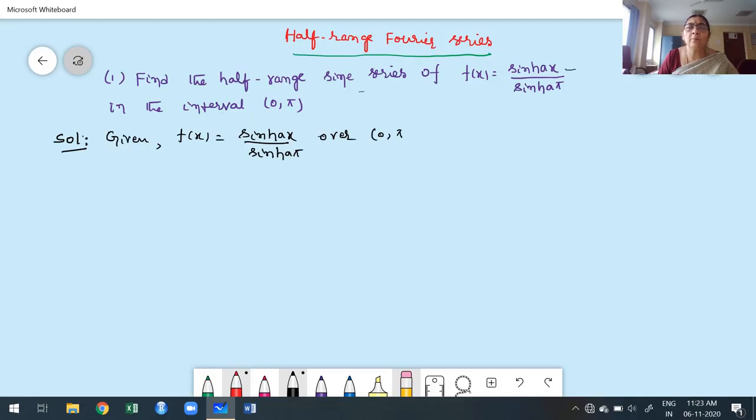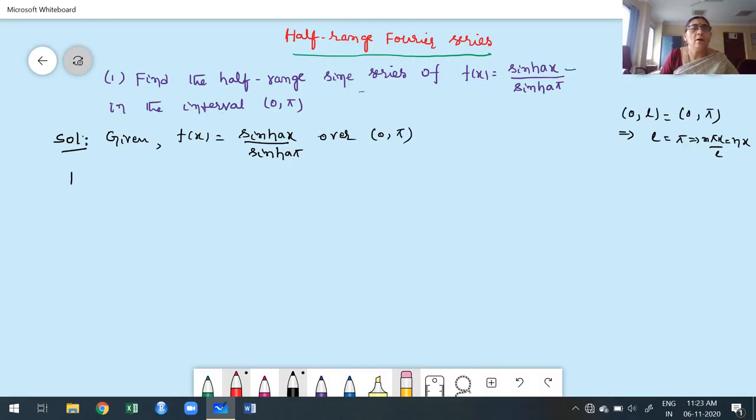I told you in my previous videos, for half-range Fourier series, the general interval is 0 to L, equal to the given interval. What's the given interval? 0 comma pi. That implies L is equal to pi. That implies n pi x by L is nothing but nx. In the next step, based on that, we are going to construct the half-range sine series for the given function.